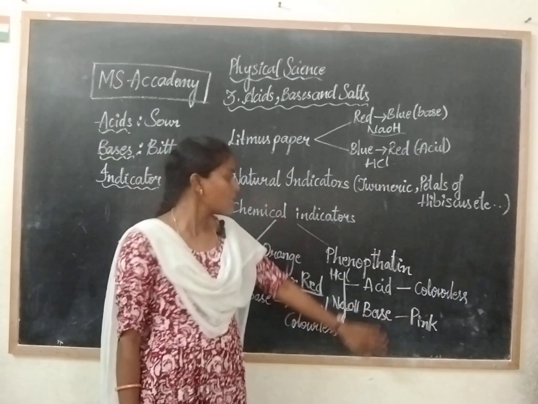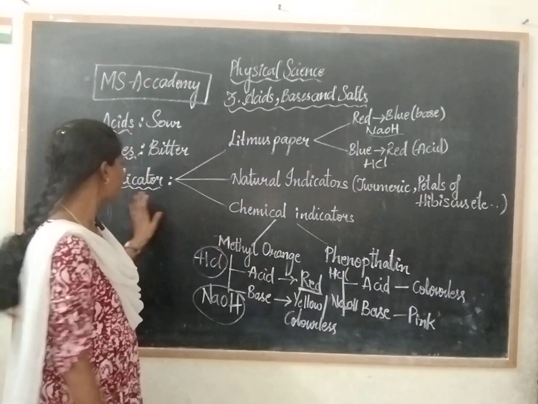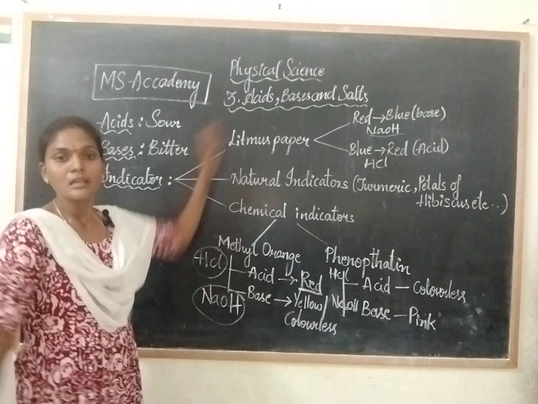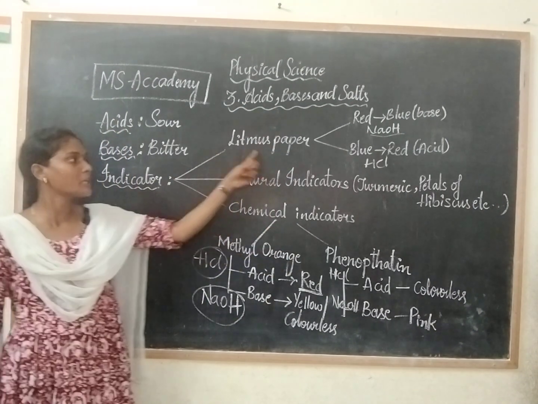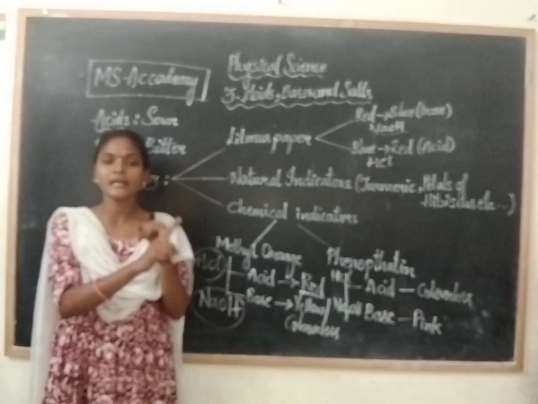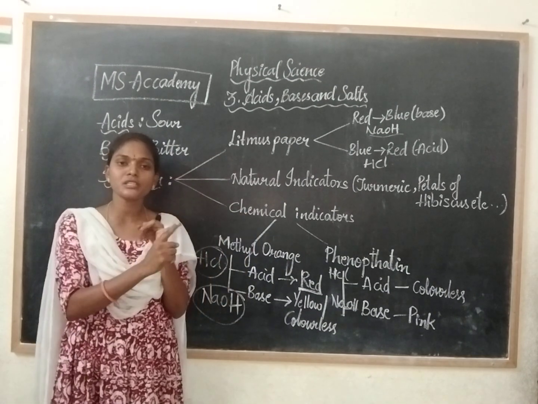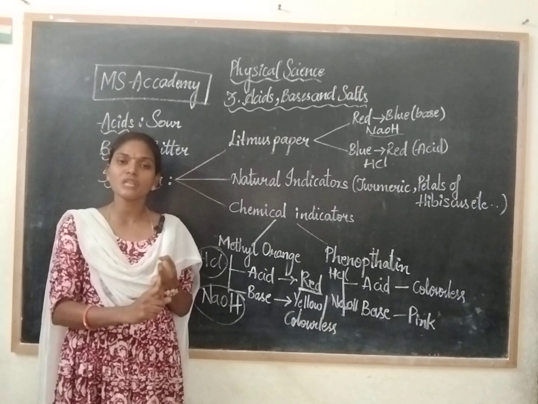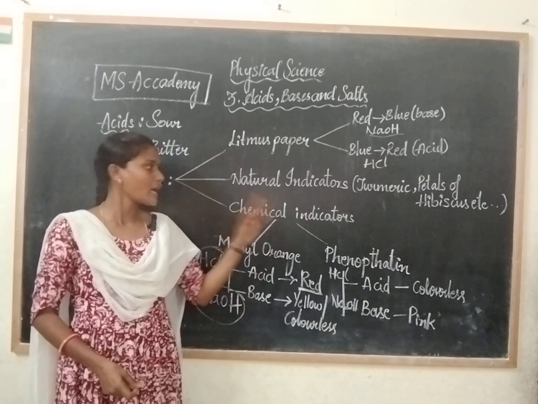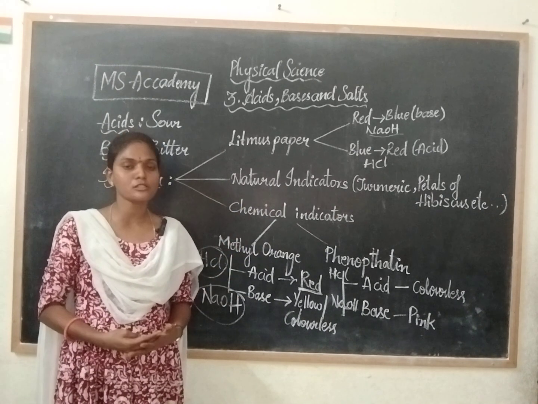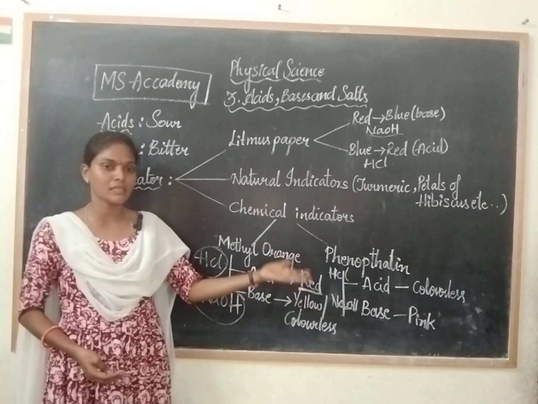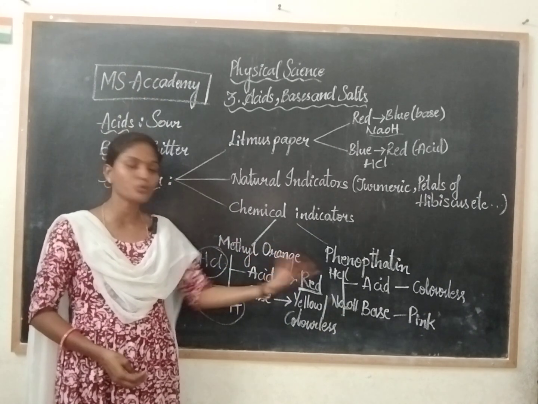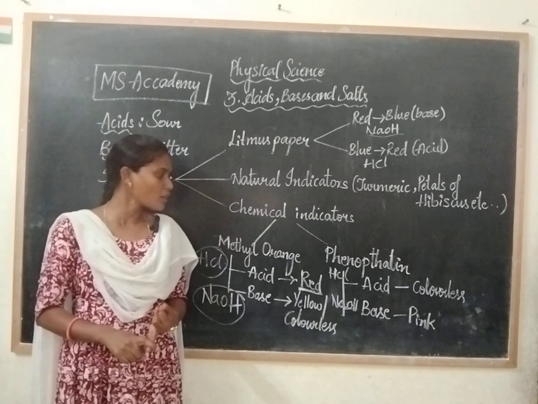Now these are the basic concepts of indicators. Let us revise the 3 types: litmus paper, natural indicators, and chemical indicators. Litmus paper is of 2 types: red and blue. If red changes to blue, it is a base. If blue changes to red, it is an acid. Natural indicators are turmeric, petals of hibiscus, and so on. Next, chemical indicators. Chemical indicators are of 2 types: methyl orange and phenolphthalein.